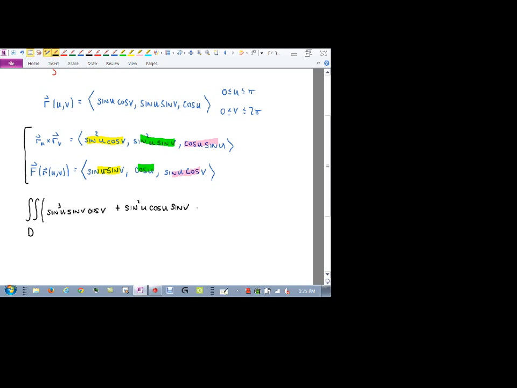And then finally, plus, yeah, I've got a sine squared u cosine v. All of that dA.